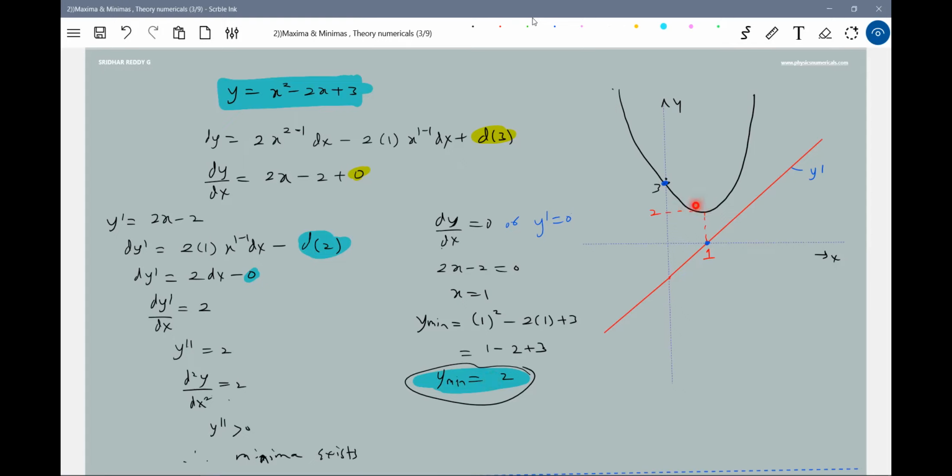That's a rough idea, no? So now it will be very easy for us to plot where it will be minimum, at x equal to 1. And what is the minimum value of y? It is equal to 2.